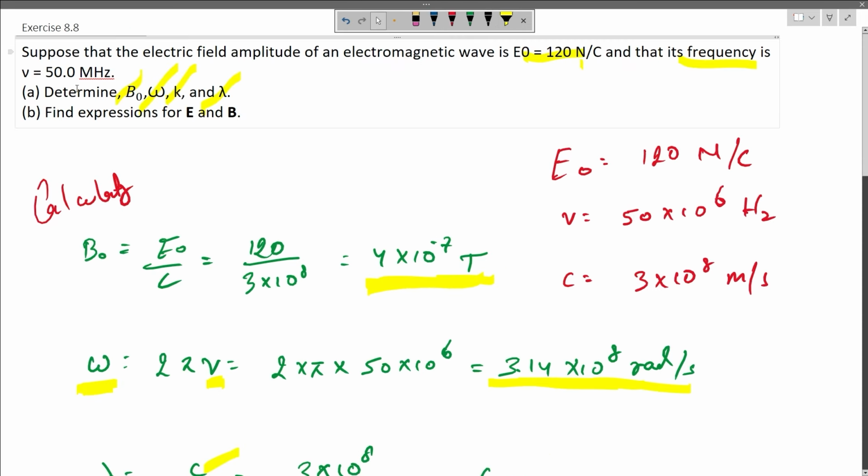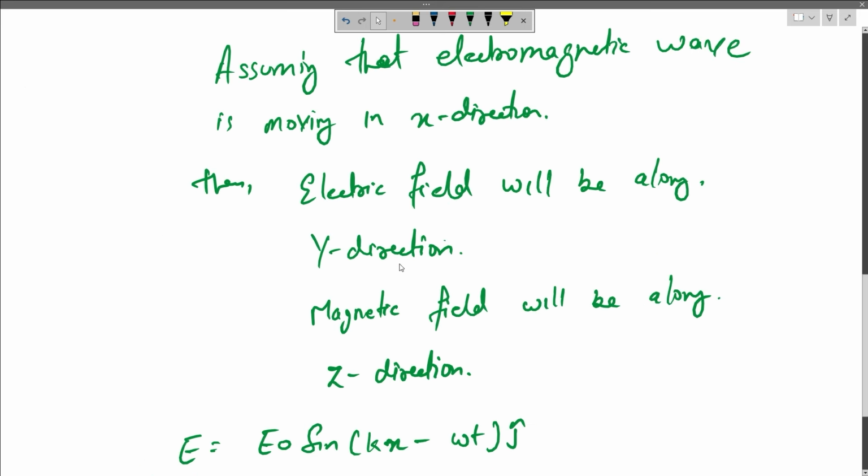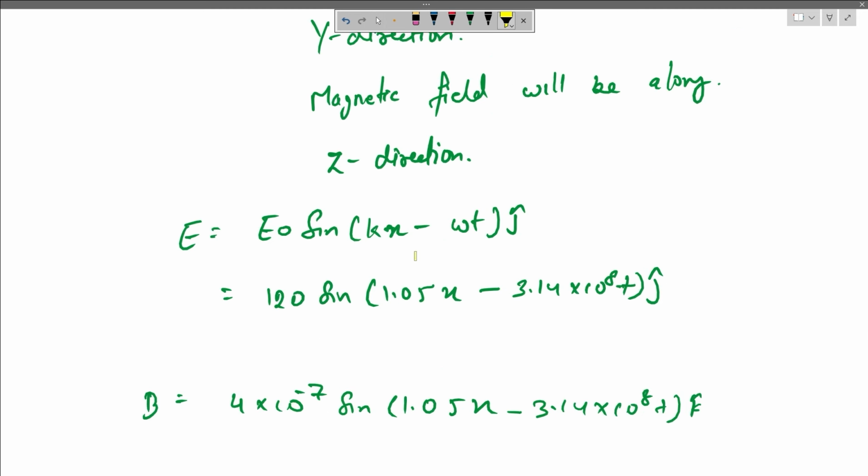Having calculated all these values, we now have to find the expressions for E and B, that is the electric field and the magnetic field. So we assume that the electromagnetic wave is moving in the x direction. So the electric field will be along the y direction and the magnetic field will be along the z direction. So this is the general expression for the electric field and the magnetic field.